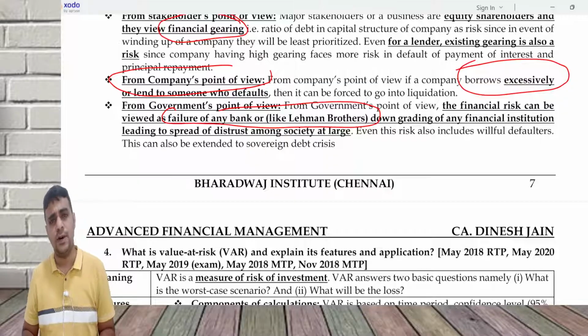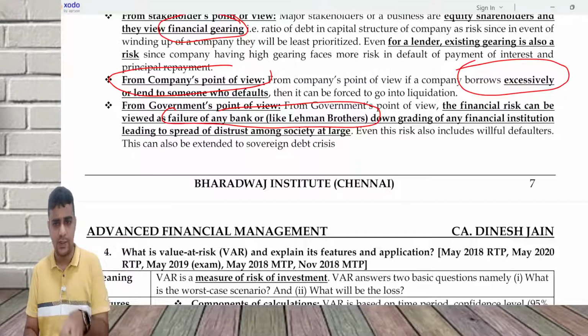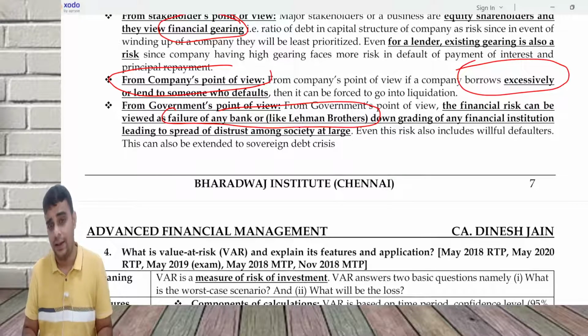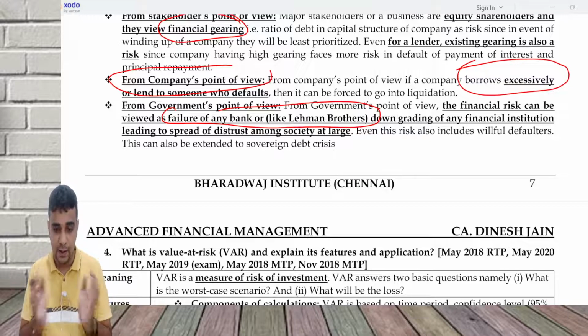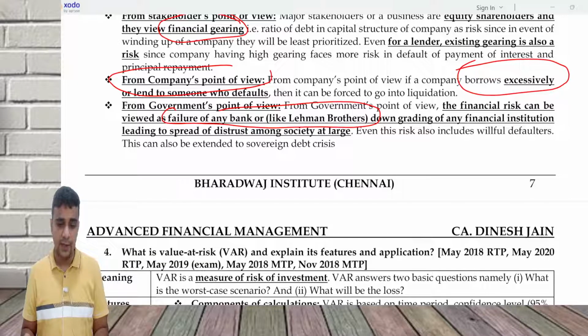What is value at risk? Value at risk is a concept which you learn in this chapter. It is basically trying to identify how much potential loss I am going to face when the worst case scenario happens. Every organization can have a worst case scenario. So if there is a worst case scenario, what is the loss I am going to make?